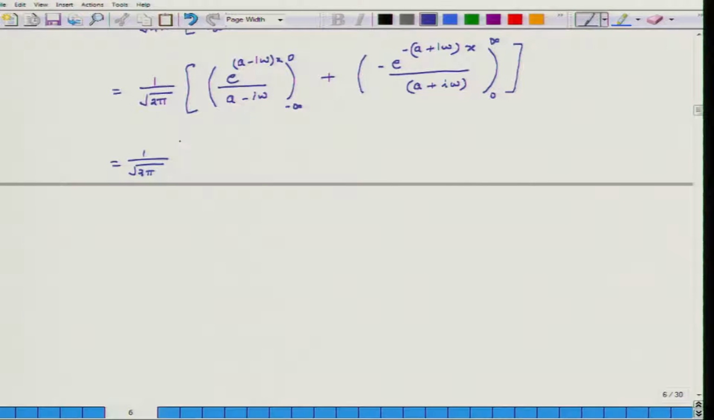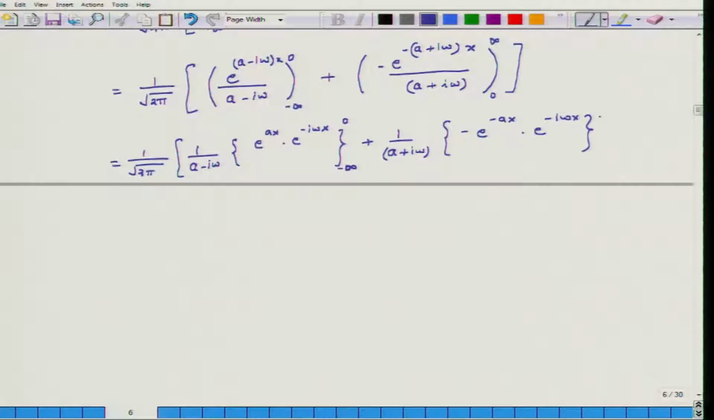So, it is 1 over square root of 2 pi, and what I will do is 1 over a minus I omega I am going to take out, and the term in the parenthesis I will write as e to the power of a x times e to the power of minus I omega x evaluated between 0 and minus infinity, plus 1 over a plus I omega in parenthesis minus of e to the power of minus a x times e to the power of minus I omega x. That is what it is, right?